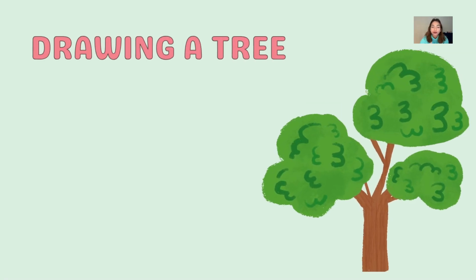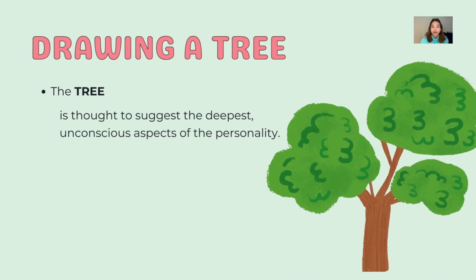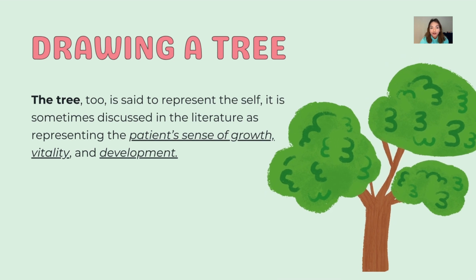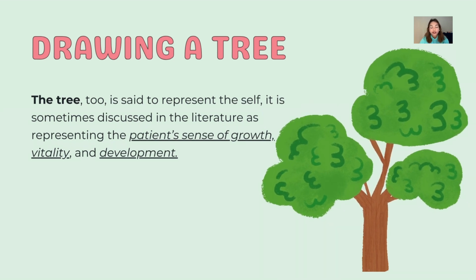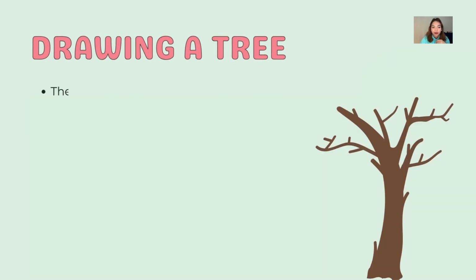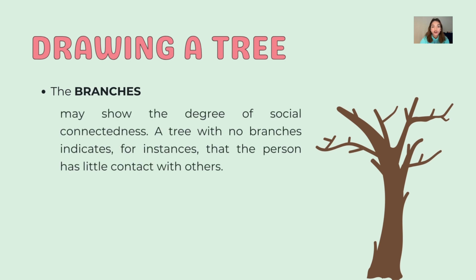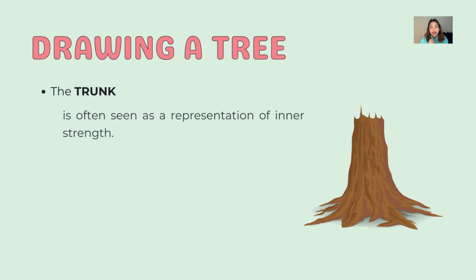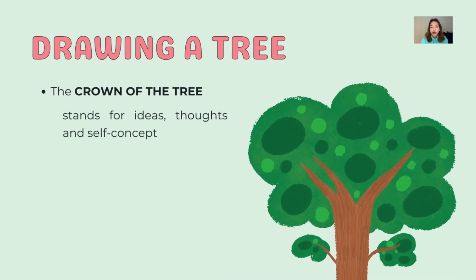The tree is thought to suggest the deepest unconscious aspect of the personality. The tree too is said to represent the self. It is sometimes discussed in the literature as representing the patient's sense of growth, vitality, and development. The branches may show the degree of social connectedness. A tree with no branches indicates, for instance, that the person has little contact with others. The trunk of the tree is often seen as a representation of inner strength. And the crown of the tree stands for ideas, thoughts, and self-concepts.